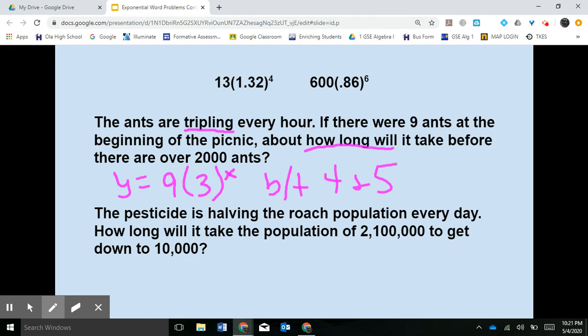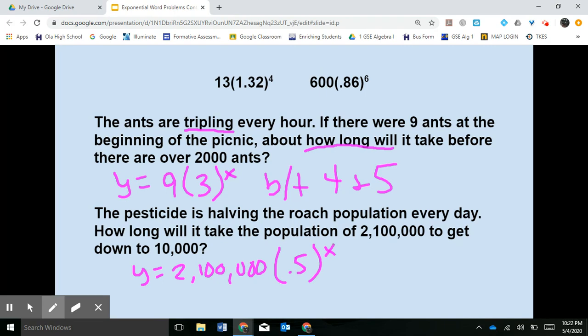The pesticide is halving the roach population every day. How long will it take for the population of 2,100,000 to get down to 10,000? Again, our equation is the same. We have our initial amount of 2,100,000. Our rate of decay is halving, so it's going to be 0.5, because we're cutting it in half every day. X is our time period. They didn't ask us how many days it took, they just said every day.